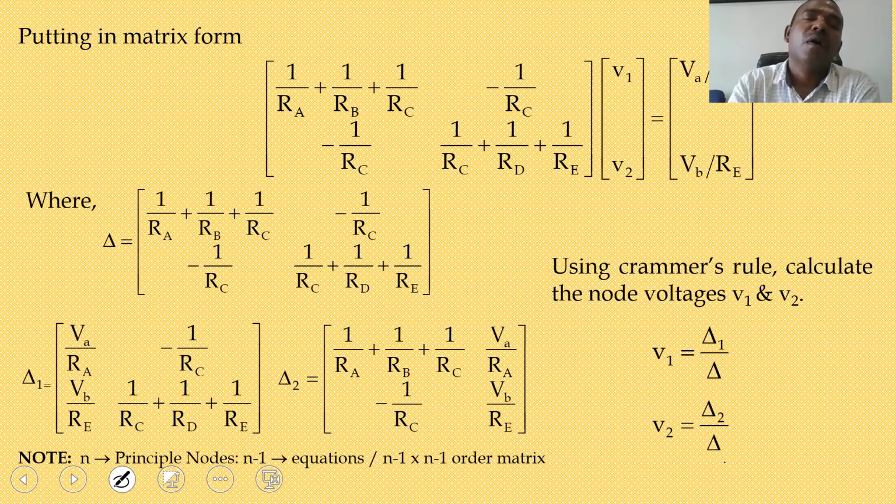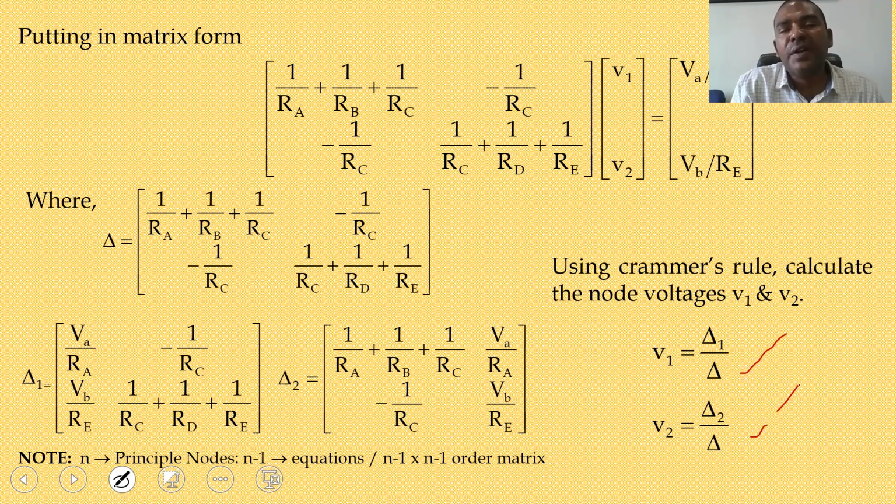Once you put it in the matrix form, you can calculate the delta. Delta is the determinant of 1 by RA plus 1 by RB plus 1 by RC, minus 1 by RC, minus 1 by RC, 1 by RC plus 1 by RD plus 1 by RE. Then calculate delta 1, replacing the first column by the RHS, and calculate delta 2, replacing the second column by the RHS. Once you have calculated the delta 1 and delta 2 determinants, you can calculate the instantaneous node voltages V1 and V2.